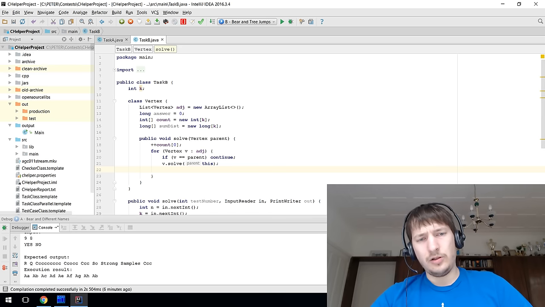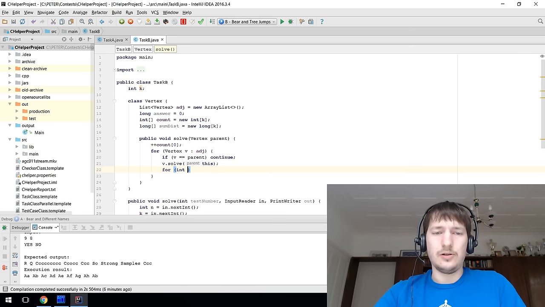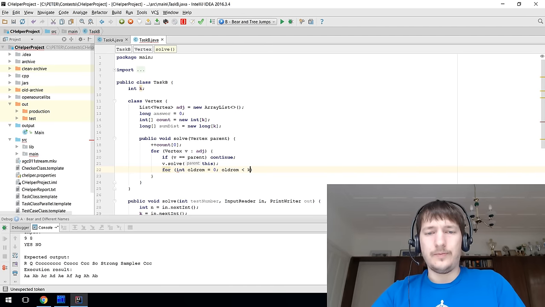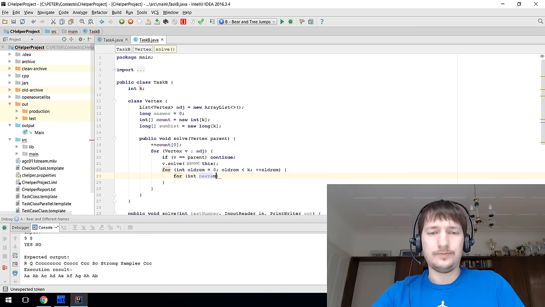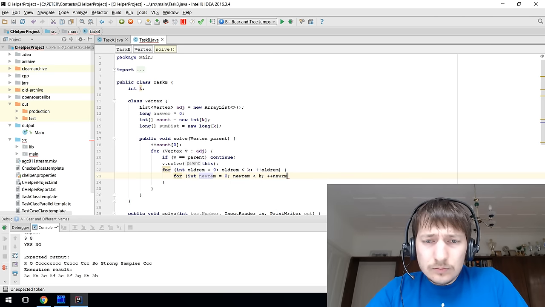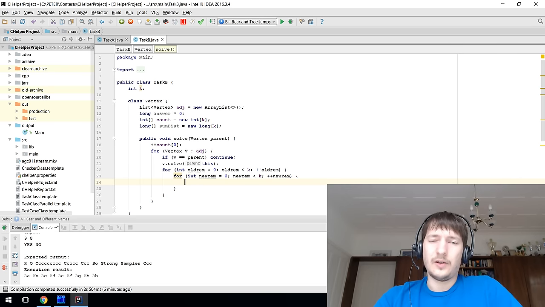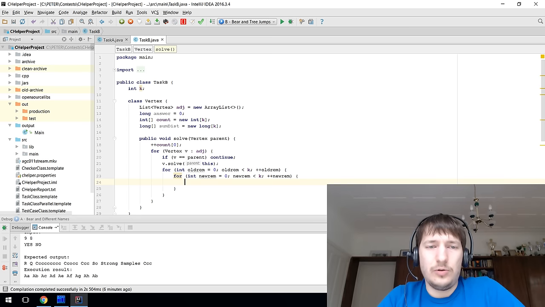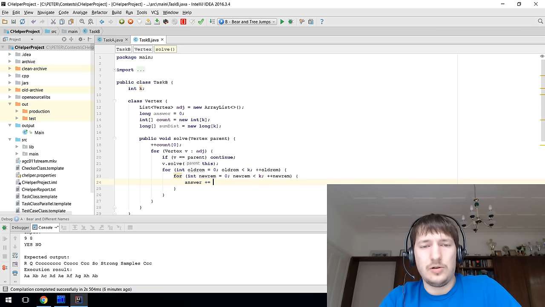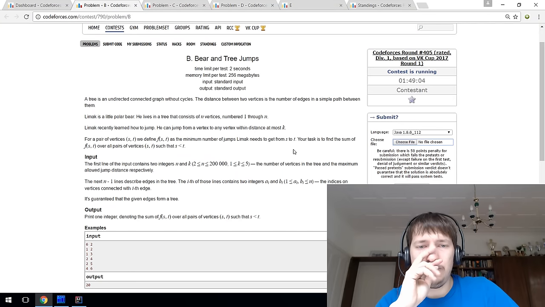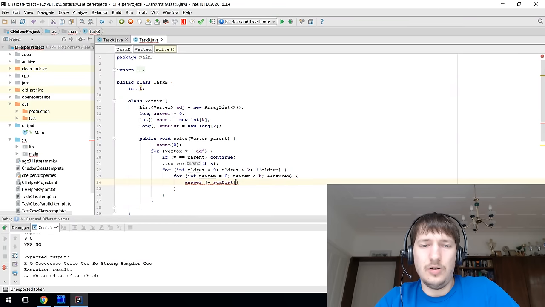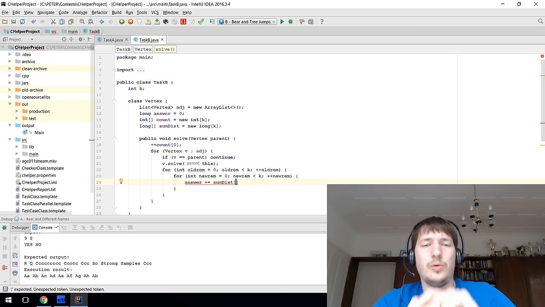To update the answer, we need to pair the child with all existing vertices, right? So old remainder and new remainder. Basically we have to take the sum of distances there, multiplied by the sum of distances here. This way we get all combinations, right? So here we add the sum of distances to the answer. Oh no, we need the sum. Yeah, sum of distances. No, that's not good, because this way all the remainder things will not be easy.